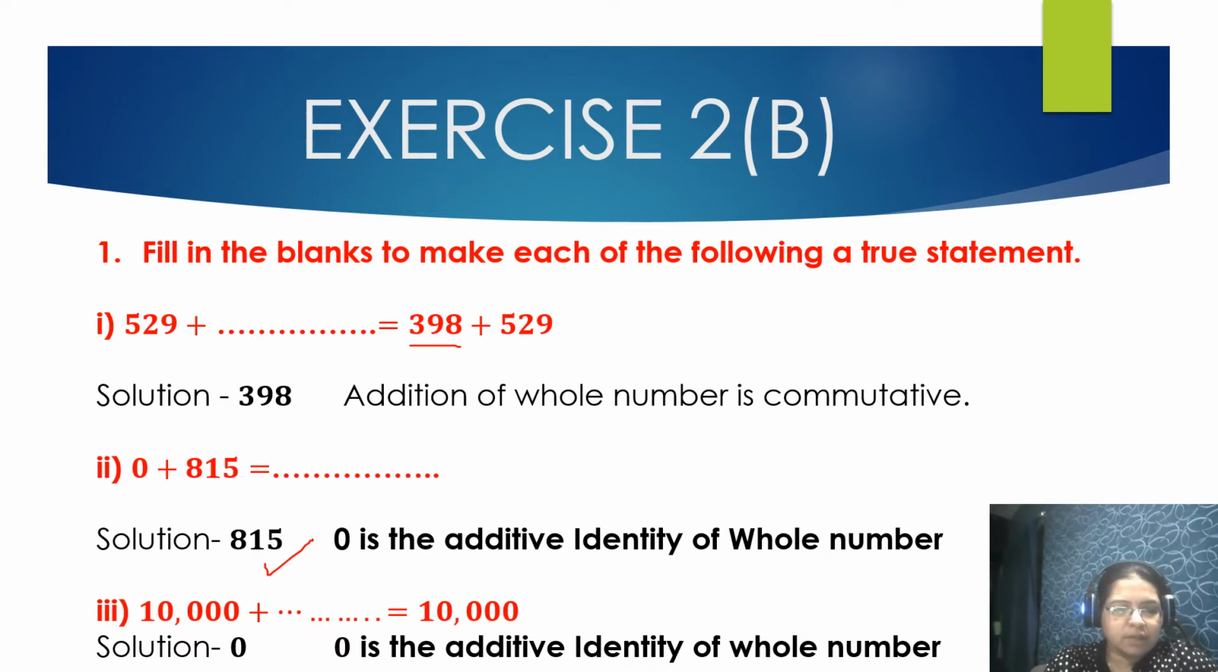Third bit, 10,000 plus dash equal to 10,000. We know when we add 0 with any whole number, we get the same number. So here 10,000 plus 0 equal to 10,000, and 0 is the additive identity of whole numbers.